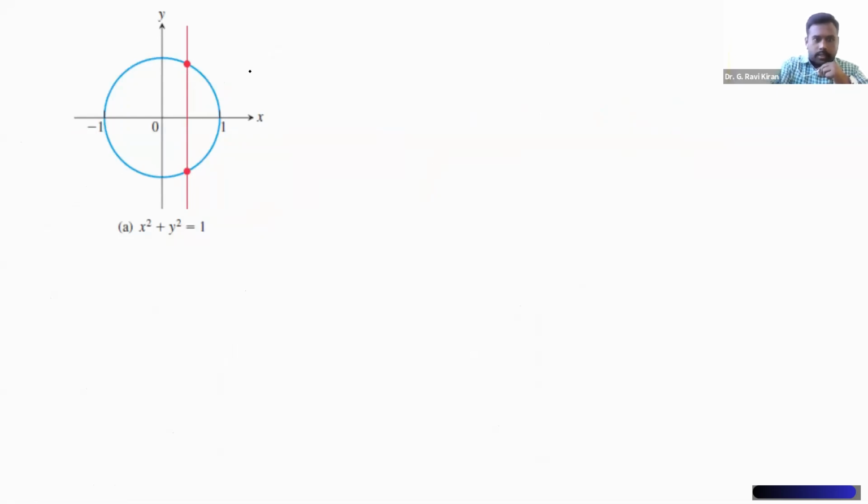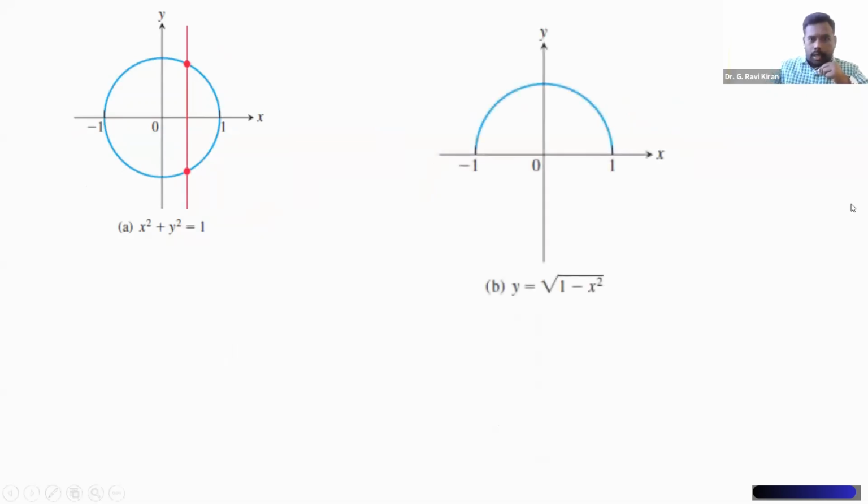And then if you look at this, right, only upper half circle. Now if you take a vertical line anywhere here, right, it crosses the curve at only one location. So it is a function.